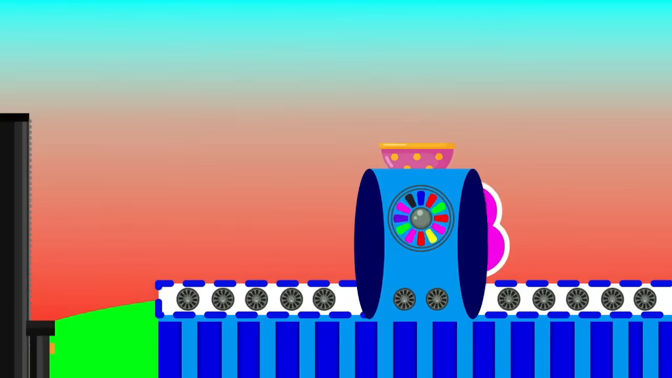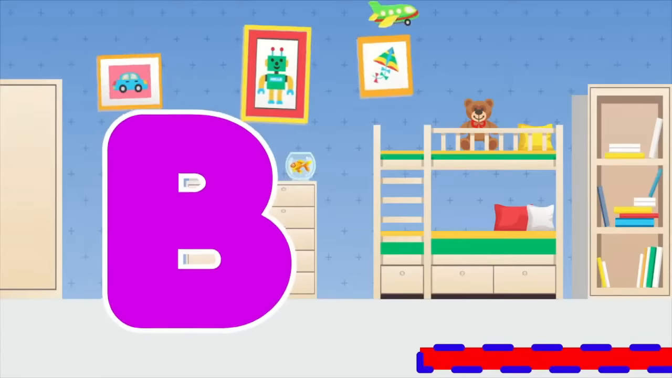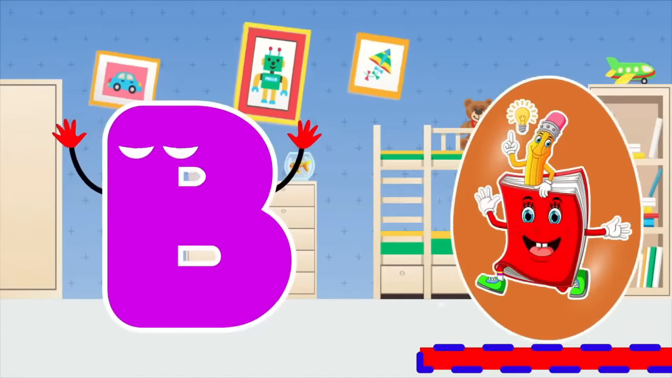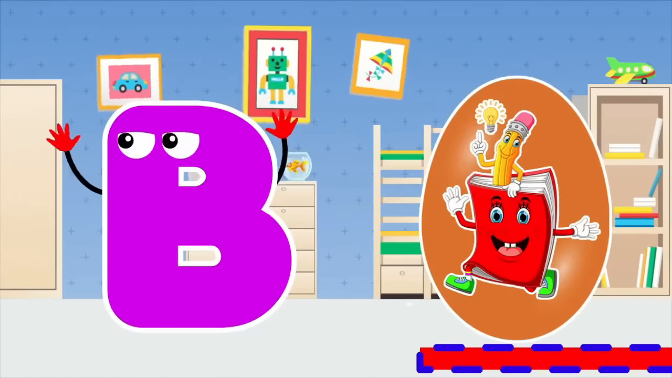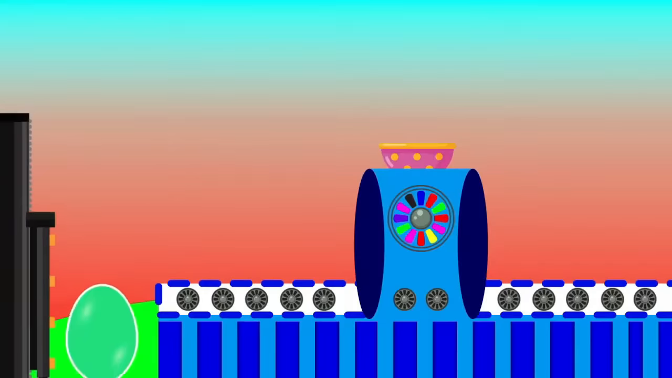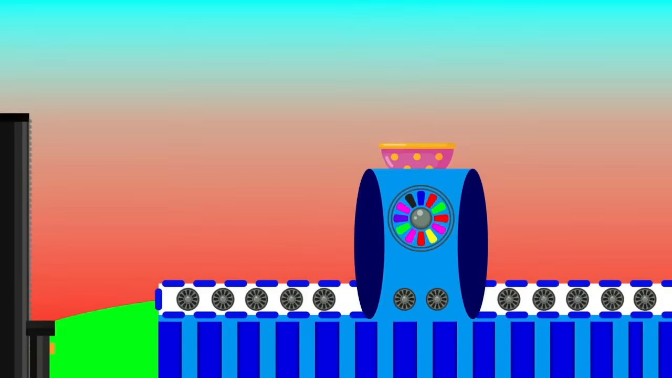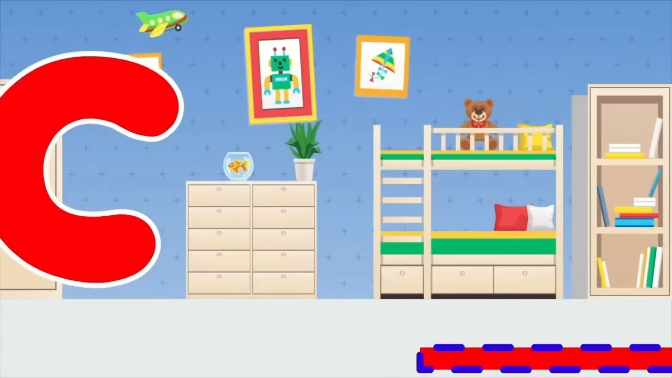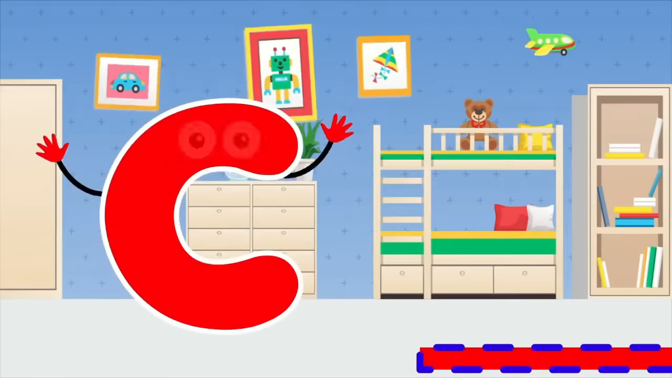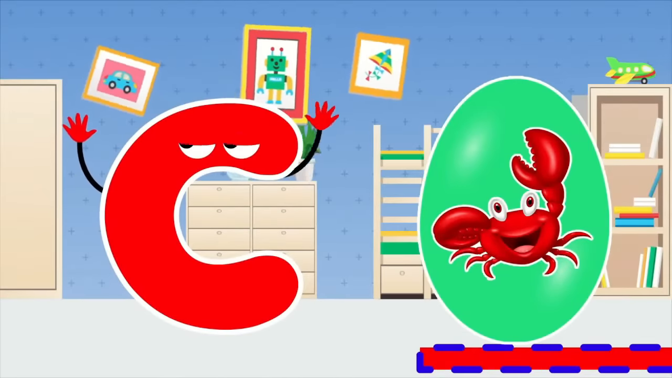Here is an alphabet B. B is for bug. Good job! Here is an alphabet C. C is for crab. Good job!